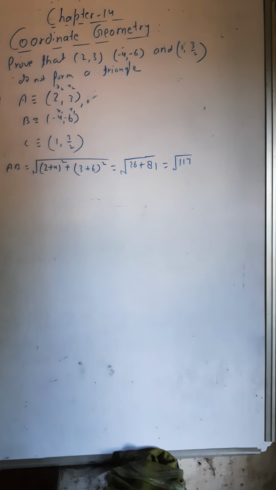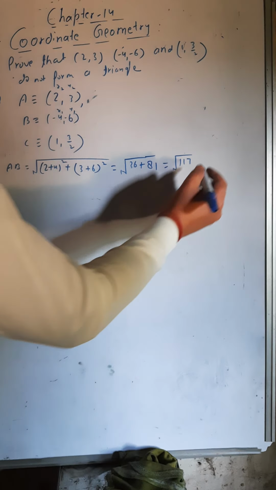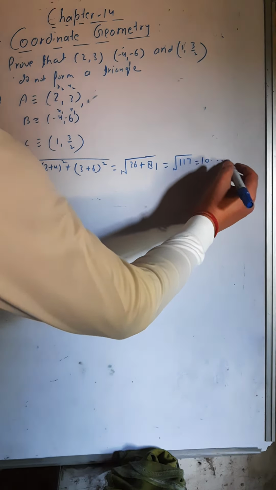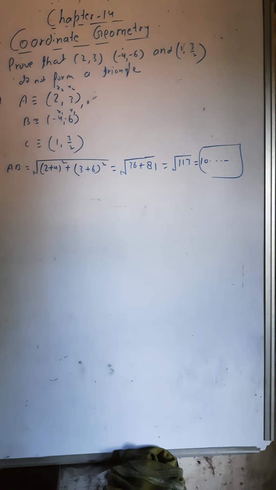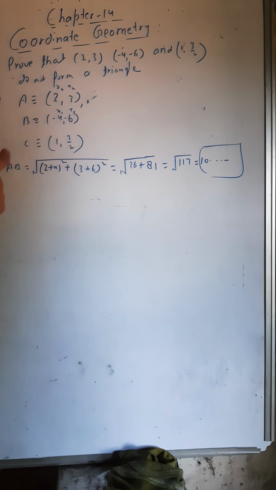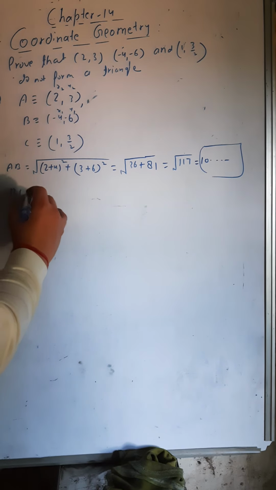Okay. So AB is this much now. Its answer will be 10 point something. I am not writing the exact value. Okay. Now let's check BC.